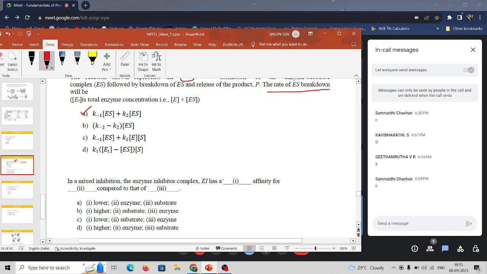In a mixed inhibition, the enzyme inhibitor complex EI has a dash affinity for dash compared to that of dash. So what are the three fill in the blanks? We have just moved from the breakdown of enzyme substrate to a question that we get from inhibitors. Here we are speaking of mixed inhibitors. So what would be the fill in the blanks?